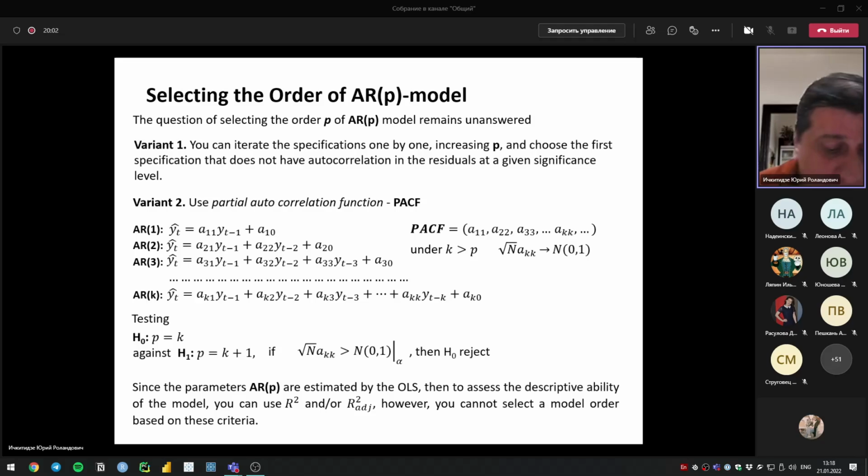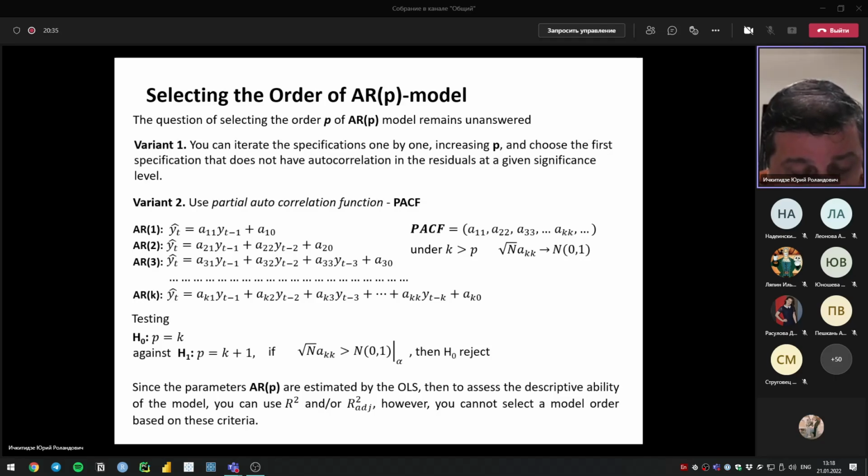After we talked about estimating the parameters of the autoregressive model, the question of choosing the order P of the autoregressive model remains unanswered. That is, which autoregressive model should we train on the existing data? Autoregressive model AR1, AR2, or AR7? This remains unclear. What are the approaches here?